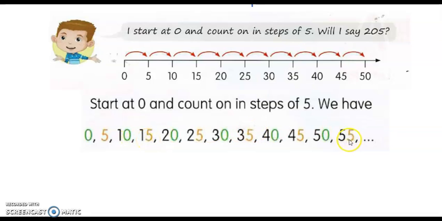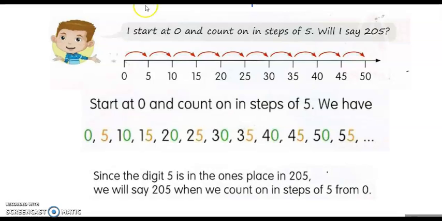So if I go on counting in steps of 5, after many numbers I will get 205. Since the digit in the ones place of 205 is 5, we will say 205 when we count on in steps of 5, in case we started from 0.